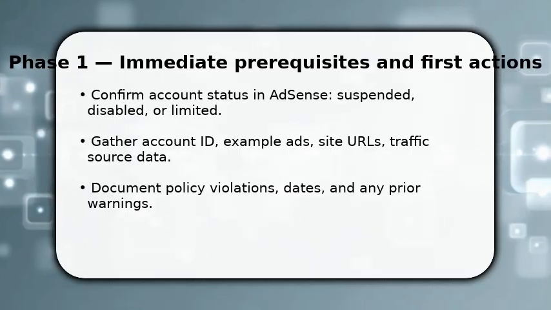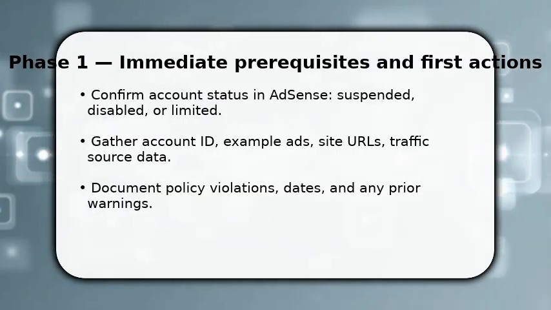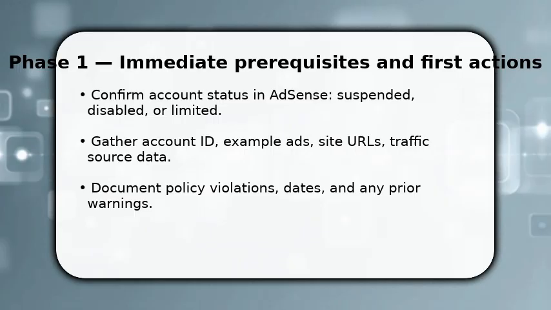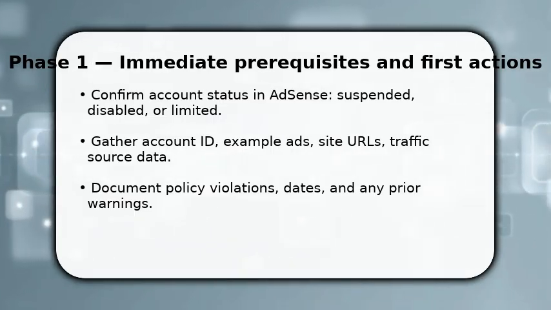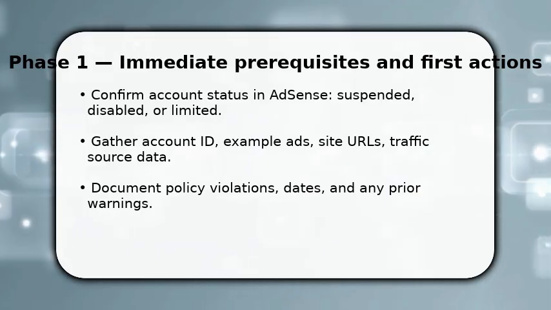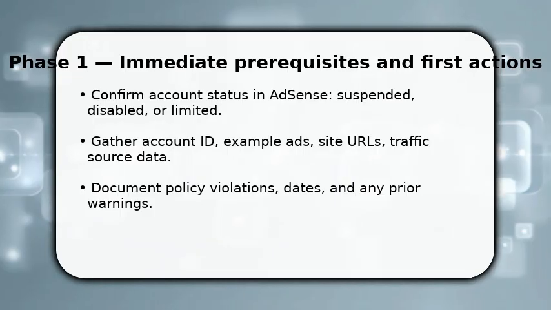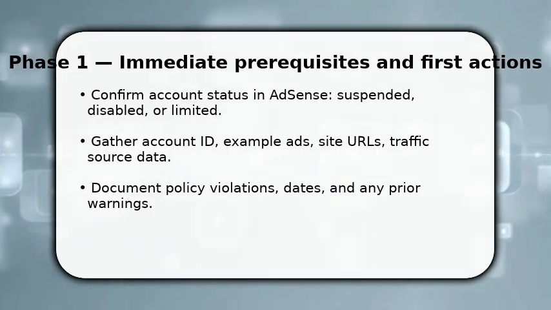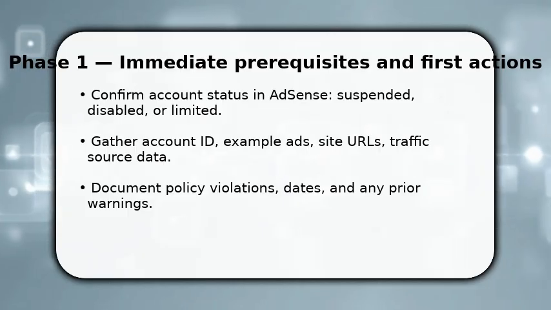You begin by confirming the exact AdSense status on your account. Suspended, disabled, or limited matters because appeal paths differ. Once you have that, collect your publisher ID, affected site URLs, screenshots of problematic ads, and traffic source details, organic versus paid. Make sure to log dates and any warning emails, and summarize suspected policy violations in one clear paragraph.